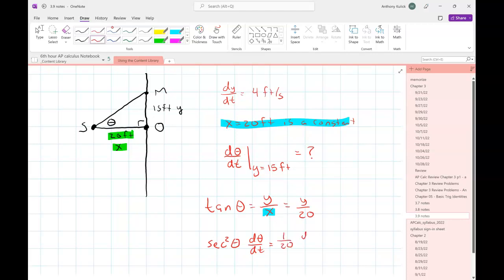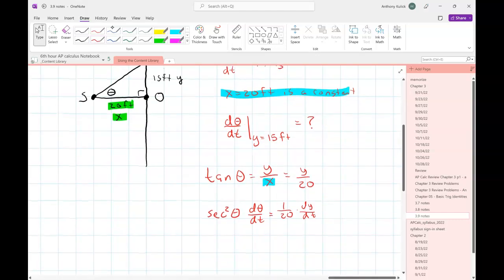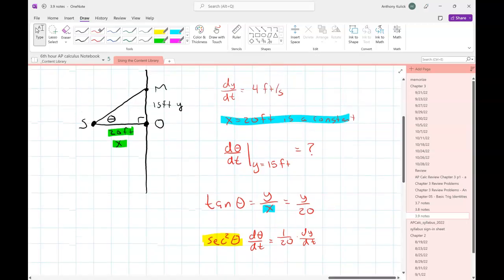derivative of y is 1, and then I get a dy dt. And so now we have some choices here. I'm going to elect to find secant squared theta without using a calculator. Okay. If I use the Pythagorean theorem, side SM should be 25. Hopefully you can notice that that's a 3-4-5 ratio. Right, it's a scale factor of 3-4-5.